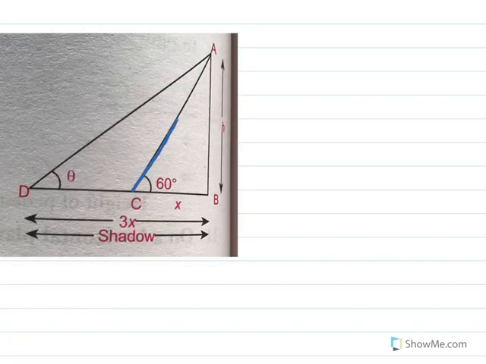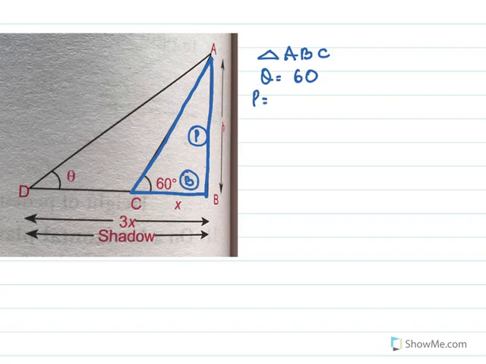So we now start with this triangle ABC. In triangle ABC, the theta is given as 60. Here is the perpendicular, and this is the base. The perpendicular AB, which we'll call H, is the height of the flagstaff. The base BC, which we'll call X, is the shadow in this case.